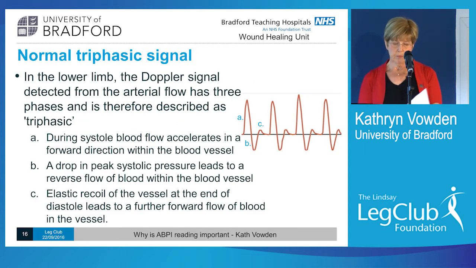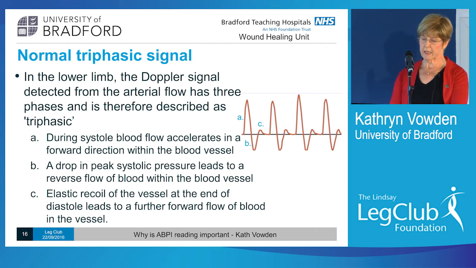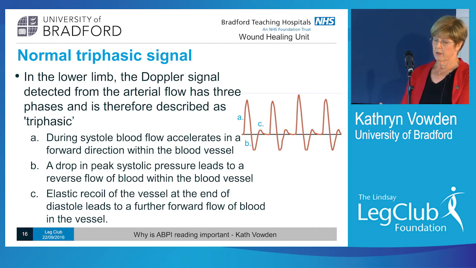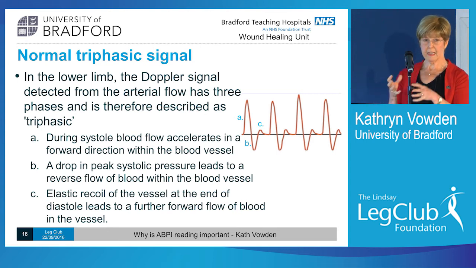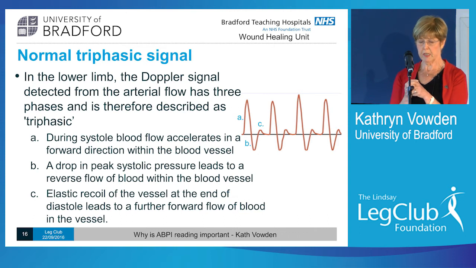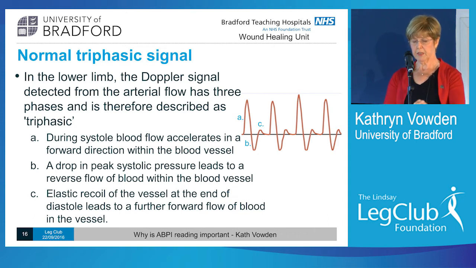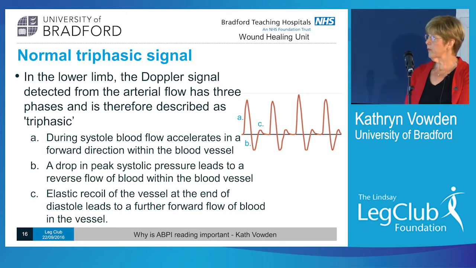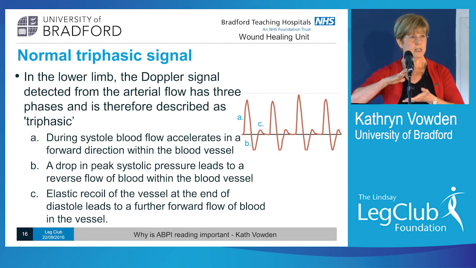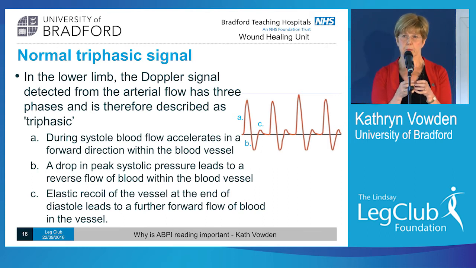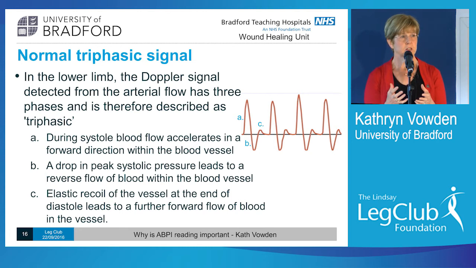So in a normal triphasic signal, the heart kicks the blood out, slows and reverses due to the elastic recoil of the stretched artery. And at the end, then there's a further sequence which leads to further forward flow. But of course, if you've got patients with arterial disease, as the pulsatility index flattens and the artery becomes stiffer or is affected by the plaque, then of course the sound is going to be different and you lose that triphasic nature.